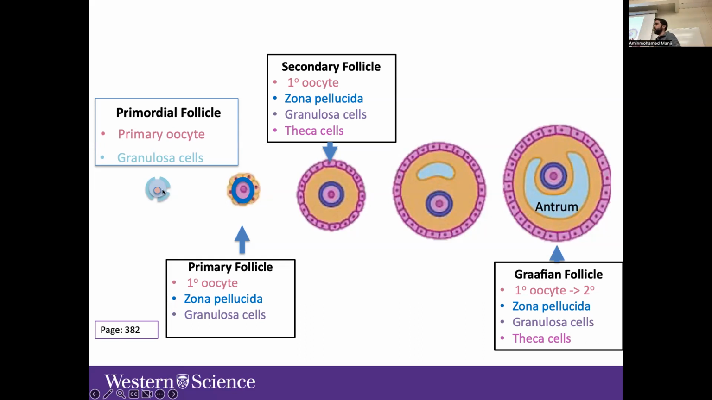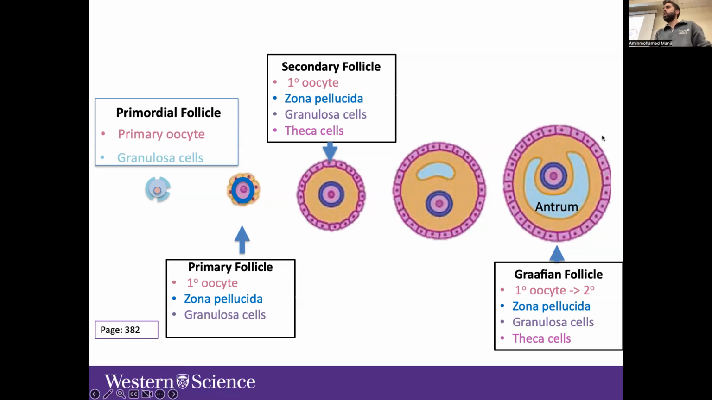Okay, so we started with 30 to 50 getting recruited. Maybe some of them made it to this stage, maybe like 10 or 15, I don't know. But only one of them is going to make it to the dominant Graafian follicle. It's the same idea, way more granulosa cells, larger, more mature theca cells. You still have the zona pellucida, and now you have this structure called the antrum, basically a fluid-filled structure that's going to help with ovulation. It creates this kind of hydrostatic pressure that's going to literally catapult the ovum out of the ovary.